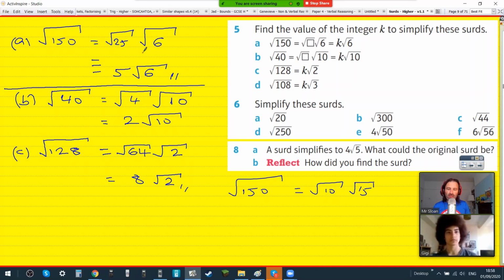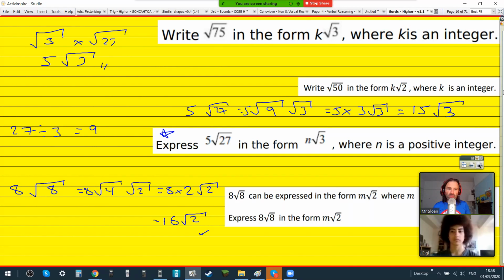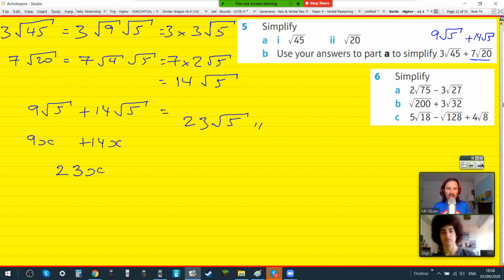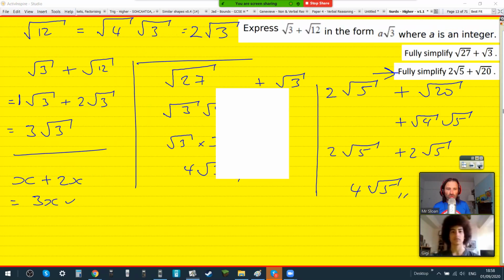And to add them, you get them both to be the same, like both of them as root 3, both of them as root 2. Like the square root number is the same for both of them. And then it's like whatever x plus whatever x, follows those exact same rules.